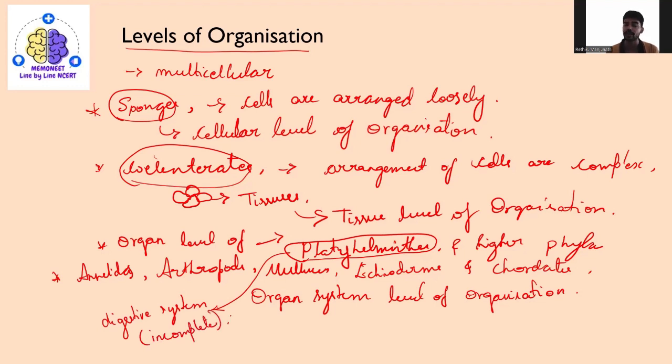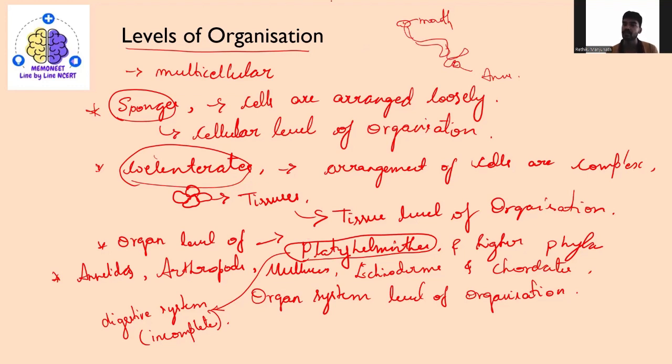Because normally, when I'm talking about the digestive system, it should have an opening as well as an ending. That is the mouth, and then at the end there should be an anus. In between, you will see the digestive system and intestine, everything. But in Platyhelminthes, both are one itself. So there is only an opening and there is no end.